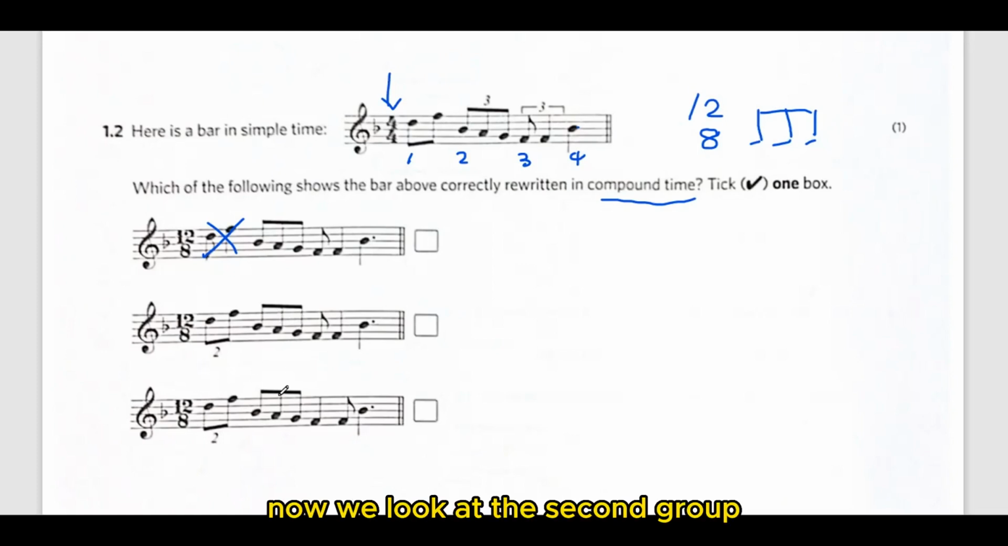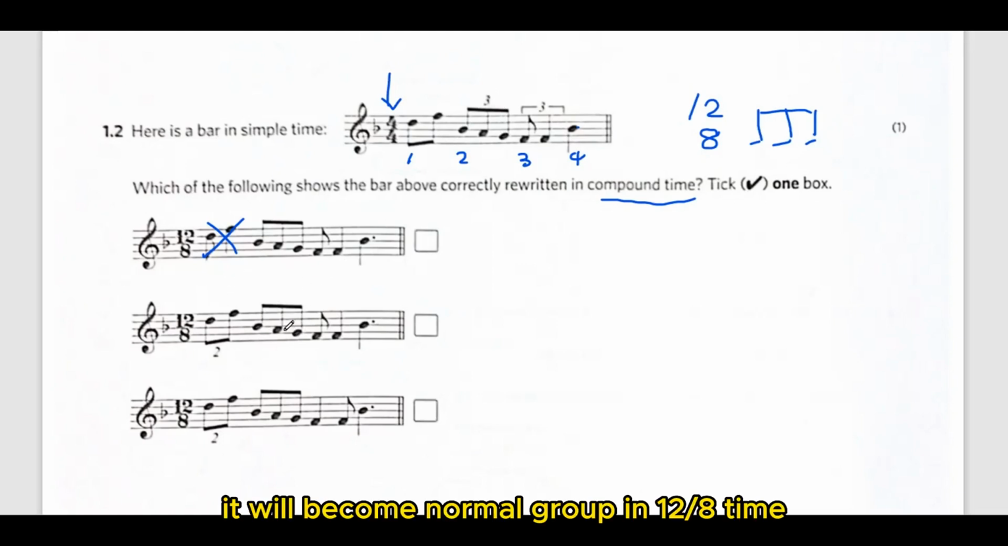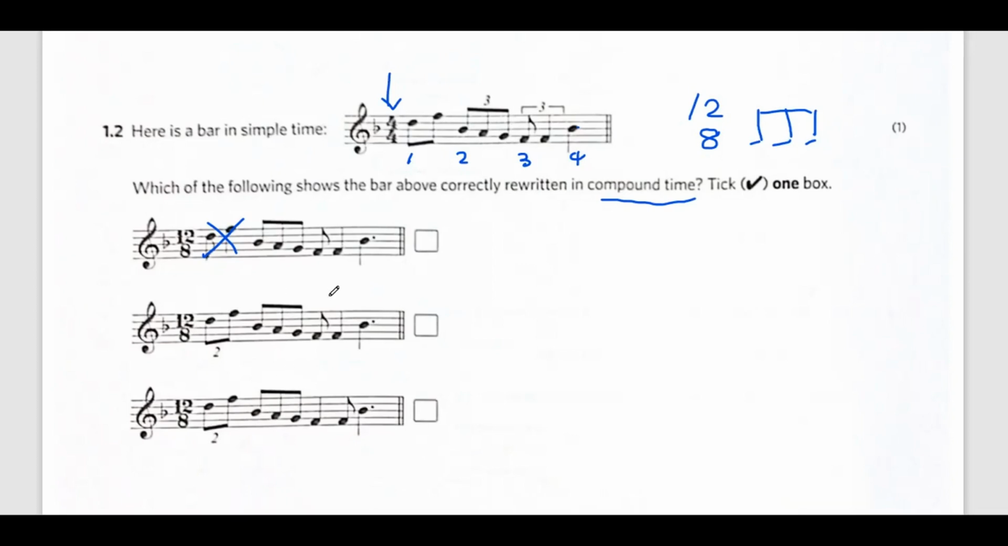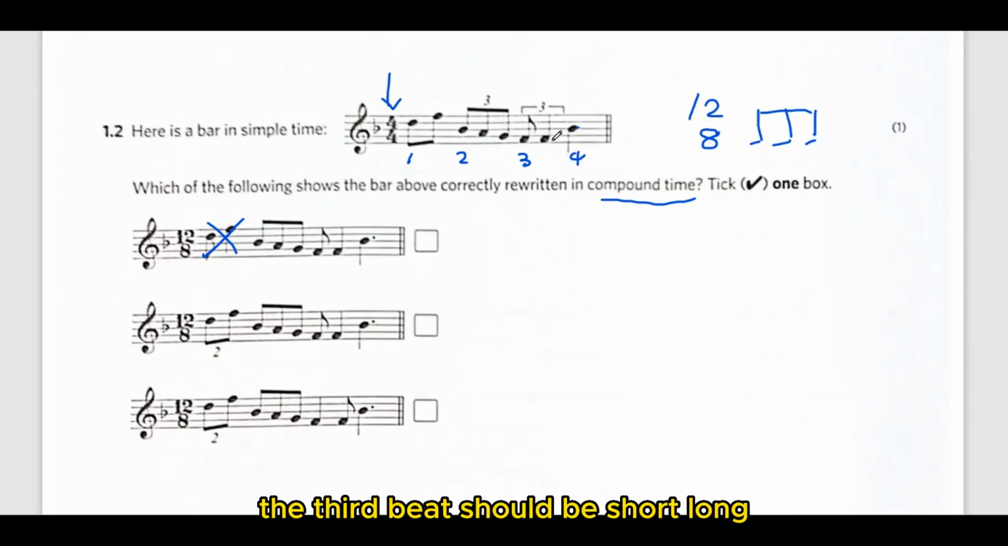Now we look at the second group. From a triplet, we just take away the 3, it will become a normal group in 12/8 time. So again, the second group are all correct. And how about the third one? The third beat should be short, long.